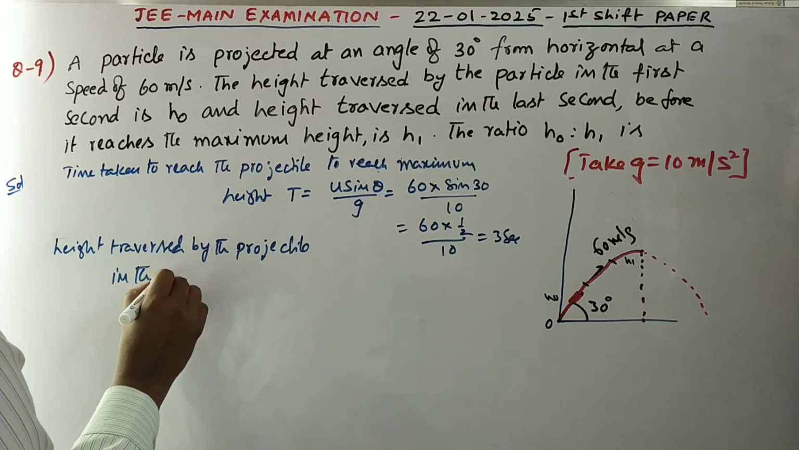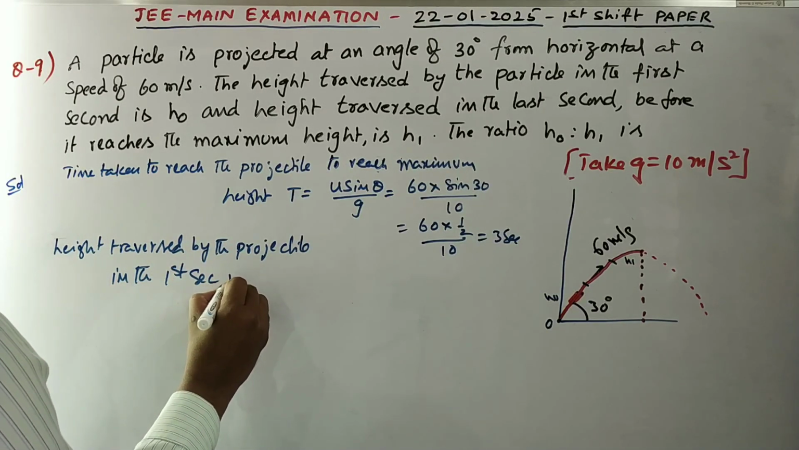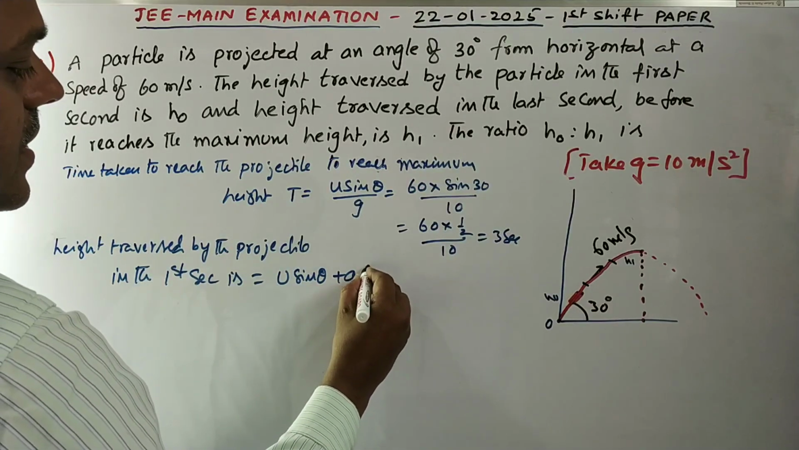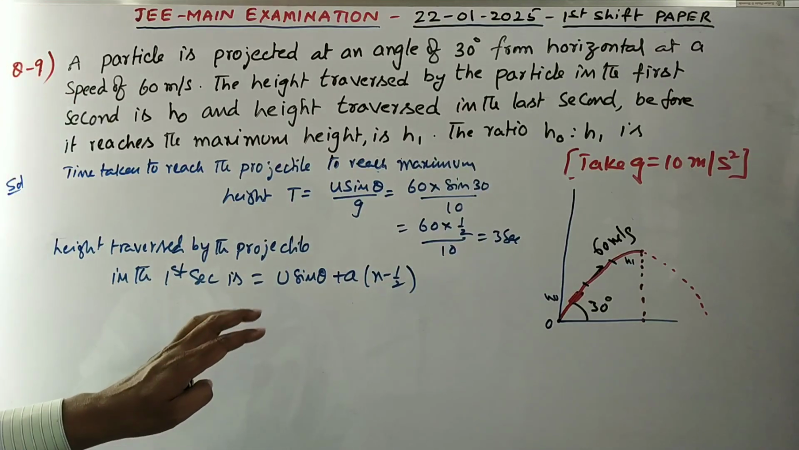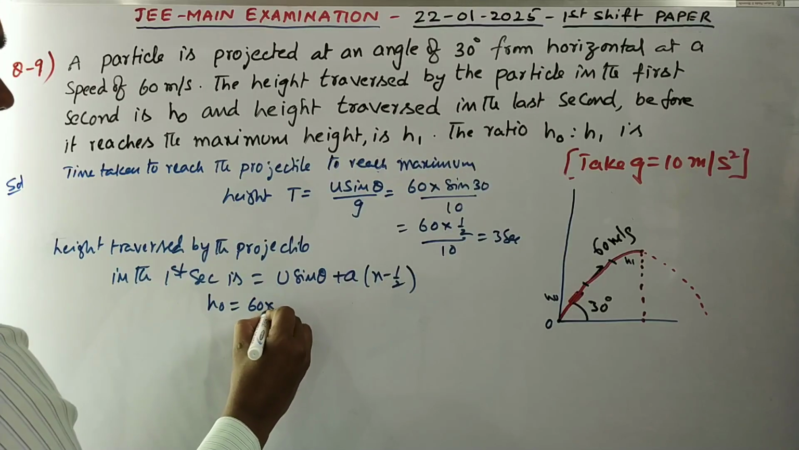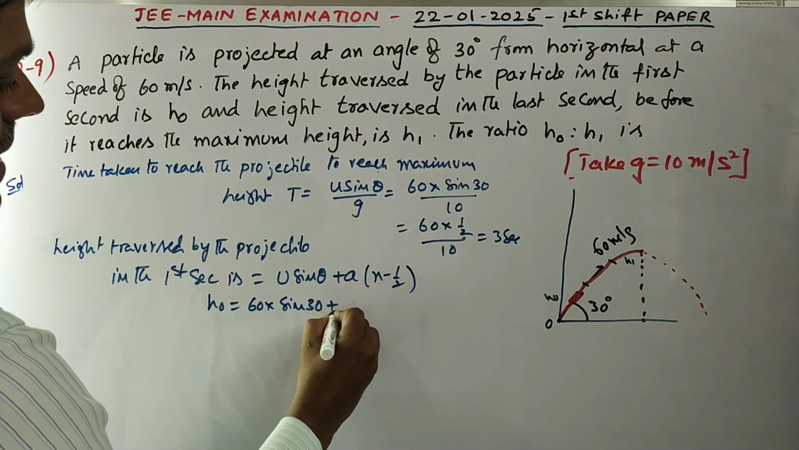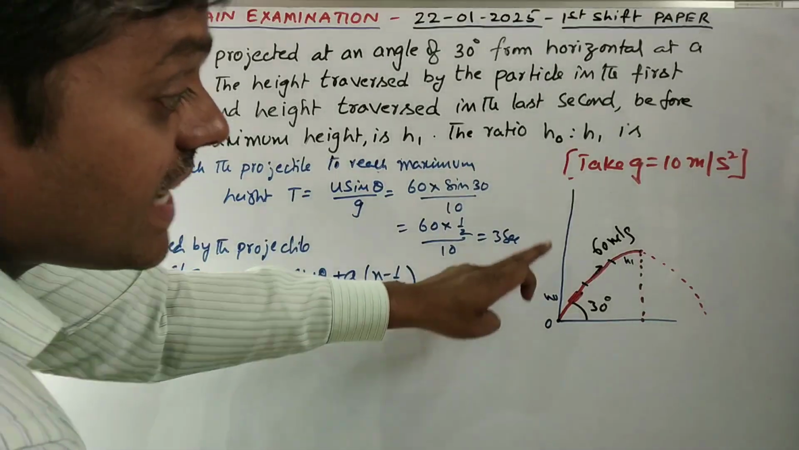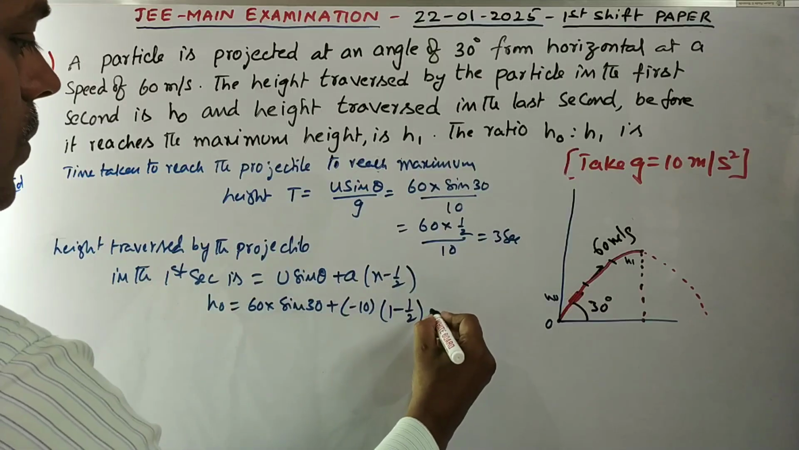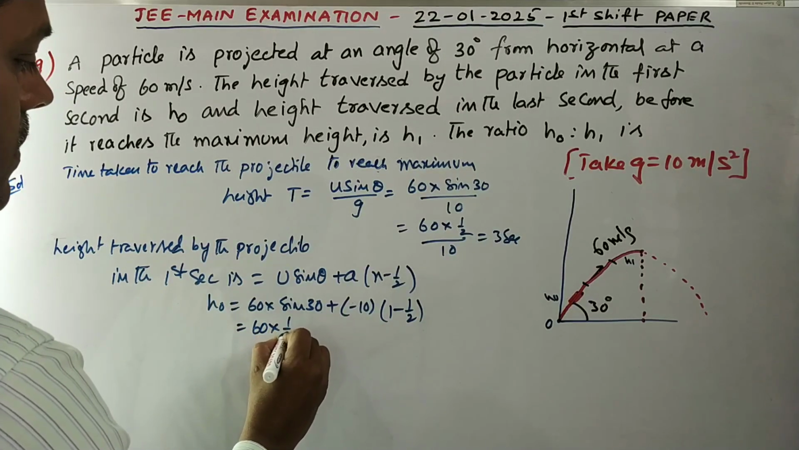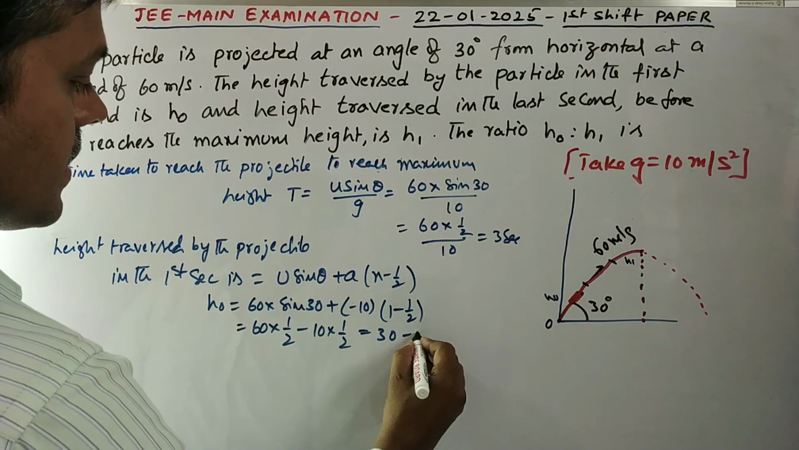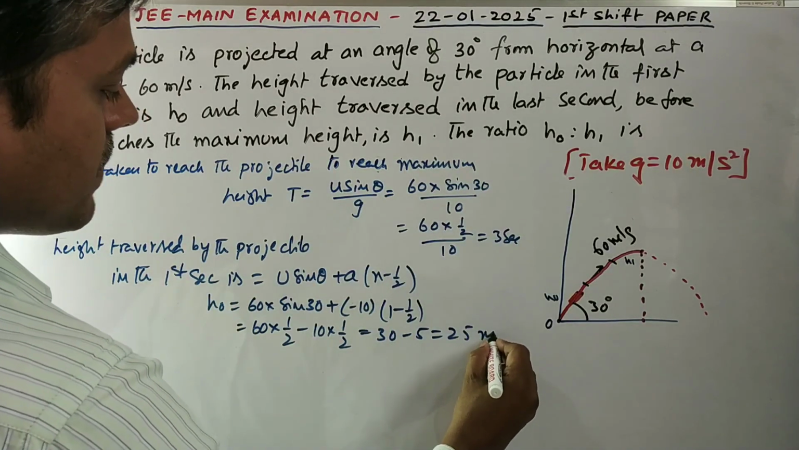In the first second, the distance is u sine theta plus a into n minus half. This is the equation of motion for the distance the body covered in the nth second. So h0 equals 60 into sine 30 plus a, which is minus 10, because the body moves against gravity, so acceleration is negative, into 1 minus 1 by 2. You get 60 into 1 by 2 minus 10 into 1 by 2, which is equal to 30 minus 5, equal to 25 meter.